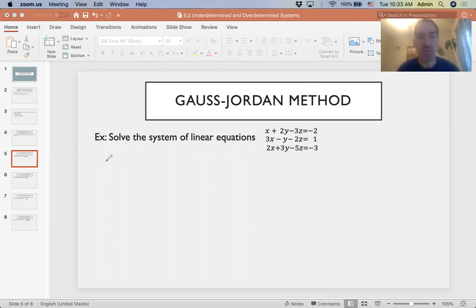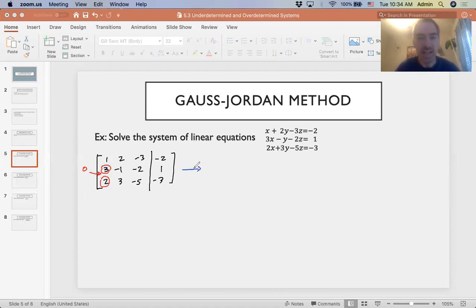So we're going to first write this as a matrix. We're going to throw out the variables, keep the numbers 1, 2, -3, -2, 3, -1, -2, 1, 2, 3, -5, and -3. All right, so we want the first entry in the first column to be 1. We already have that. So next we move to forcing the other entries in the first column to be 0.